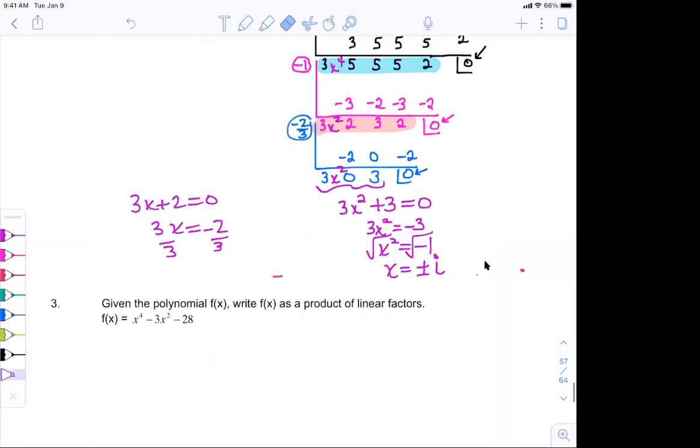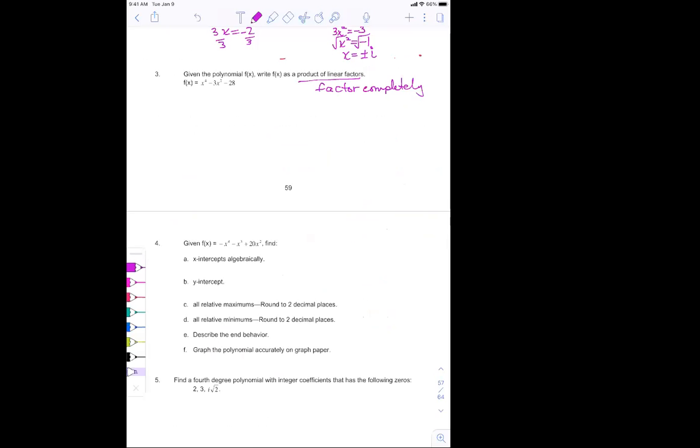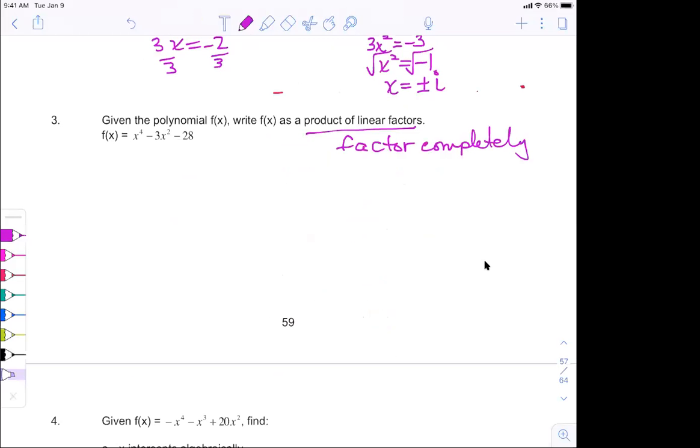Number 3 says, given the polynomial f of x, write f of x as a product of linear factors. That really just means factor completely. If you see those words, it means we want to break the problem down entirely, factor it completely, break it down in its entirety.